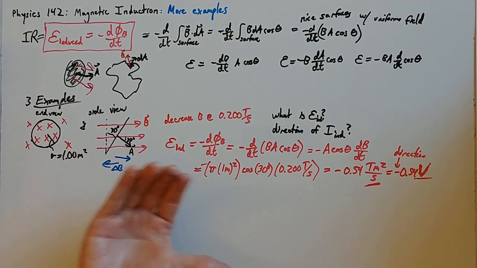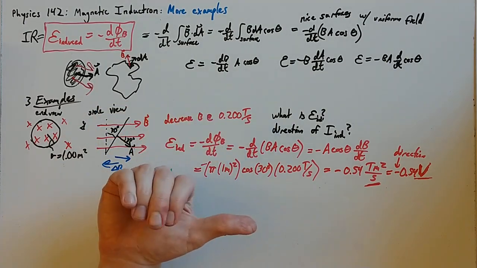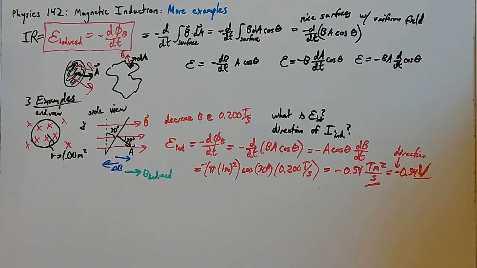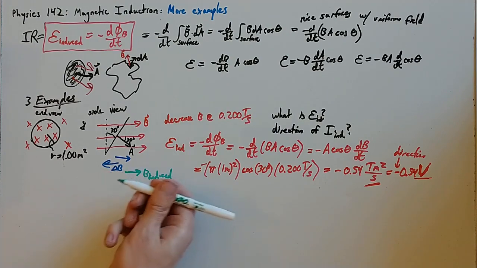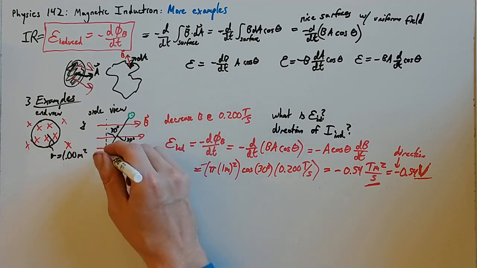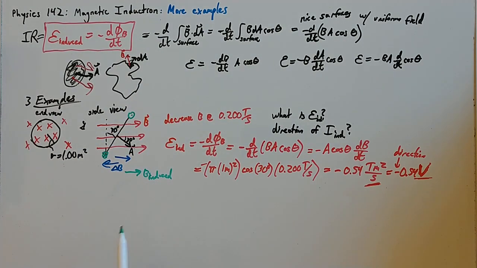Well, I need magnetic field coming out of the loop this way. I put my thumb in the direction I need the magnetic field to go, and I curl my fingers. That will tell me the direction of the current. So if I'm inducing a magnetic field here to the right, then the current at the top will be flowing out of the page, and the induced current at the bottom will be flowing into the page.